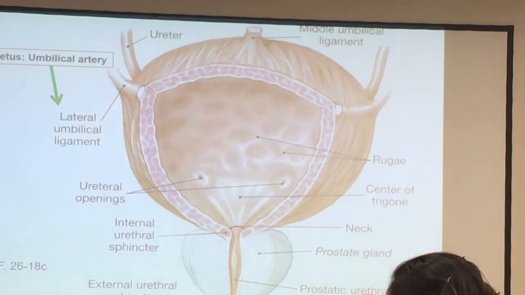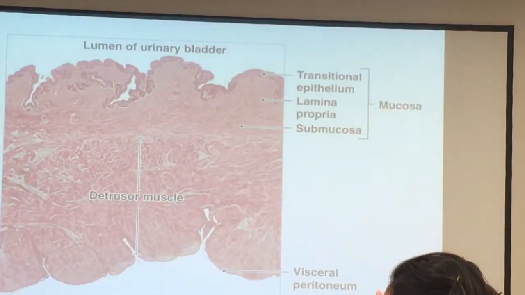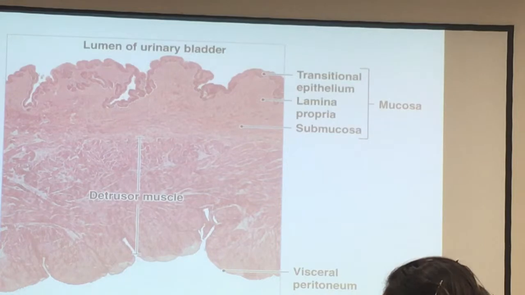So for this control, it takes probably 2 or 3 years to train young kids to control the urine, to control this external urethral sphincter. Okay. Now let's go to the slide.